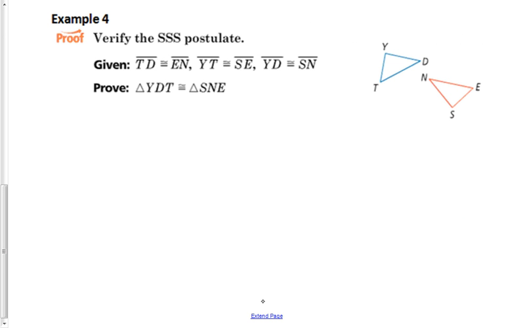So what I'd like you to try then is example 4, verify the side postulate. If we know that side TD is congruent to side EN, side YT is congruent to side SE, and side YD is congruent to side SN, we want to prove that the triangles are congruent, and we're going to use compositions of isometry. If you'd like to pause it and try it, my guess is your way of doing it is going to be a little bit different than my way, but as long as it works, it works. Pause it and try this on your own, and I will prove it, and then we can check and you can see how similar or how different yours is from mine.